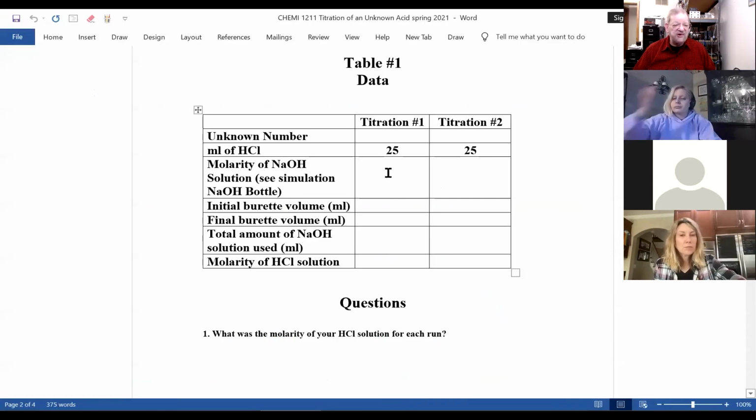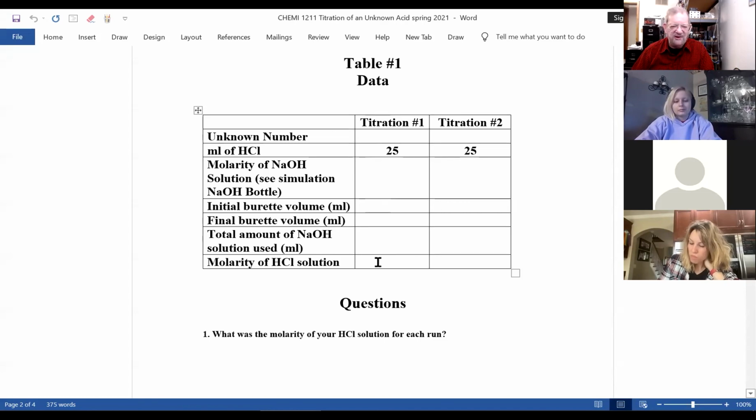And what you'll do is put in the molarity. I just gave you that number, it's on the bottle. Your initial volume, like ours was 0.00, your final volume, let's just make up a number, 16.55, and then the total amount used. I think you can figure out that's final minus initial, and then the molarity.